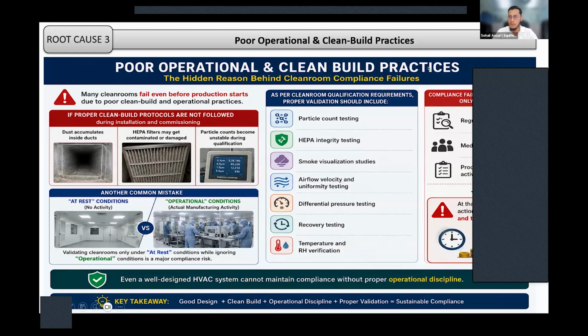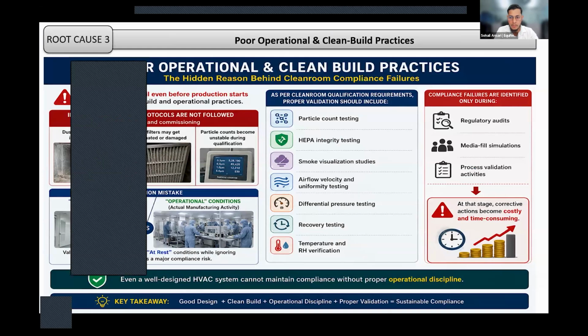The compliance fails only during regulatory audits, media fill simulation, process validation activities. At that stage, correction becomes more costly and time consuming. Even a well-designed HVAC system cannot maintain compliance without operational discipline.